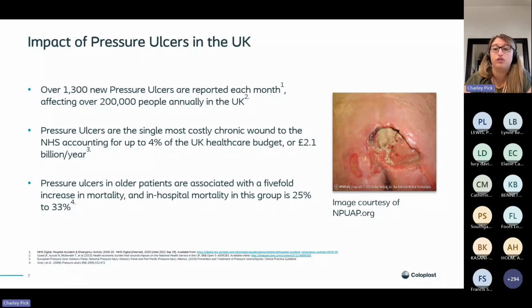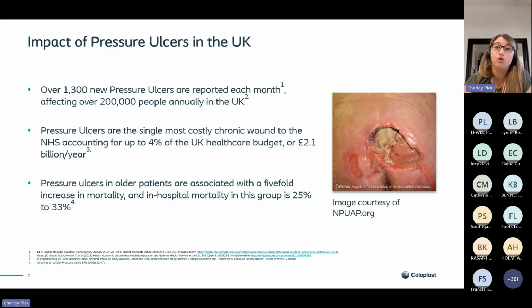There is a massive impact of pressure ulcers in the UK. We have over 1,300 new pressure ulcers that are reported every month, and those are just the ones that are reported. And I suspect that actually that number is probably higher than that, because there will be people that are trying to manage their own pressure ulcers at home that no healthcare professional knows about. They affect over 200,000 people annually in the UK, and they are the single most costly chronic wound to the NHS, accounting for up to 4% of the UK healthcare budget, which is around £2.1 billion per year. That is a phenomenal amount of money that we are spending on something that we can prevent from happening.